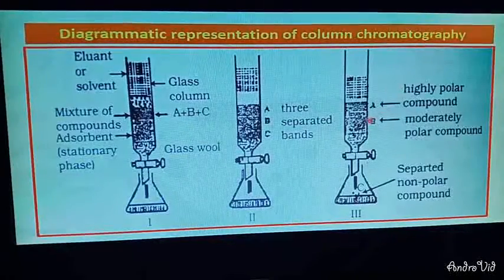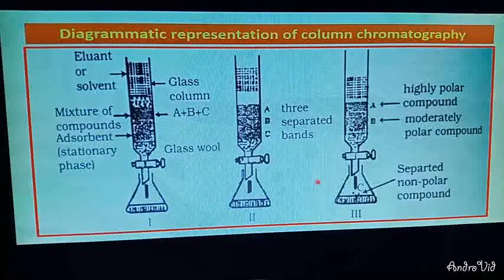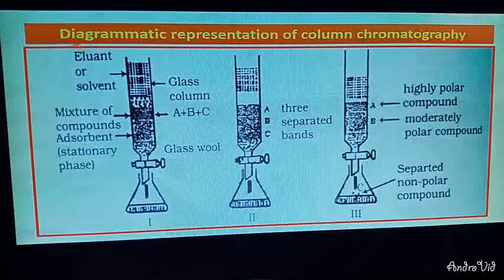This is a very important slide, dear student. This slide indicates a diagrammatic representation of column chromatography. Just look at the column here. Basically this is a column. We know very well column chromatography involves two phases. One is stationary phase and another is mobile phase, which is called eluent or solvent. So in this column they have taken eluent or solvent, which is used here as a mobile phase.